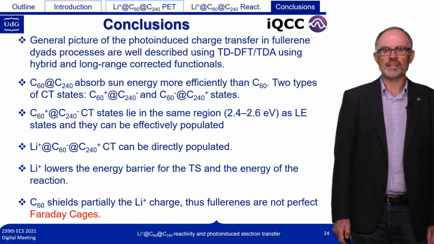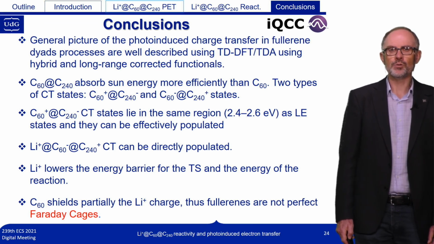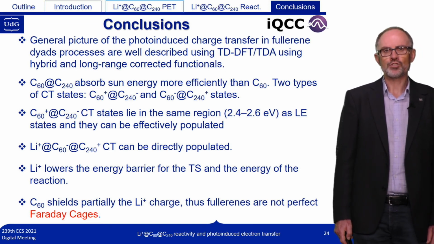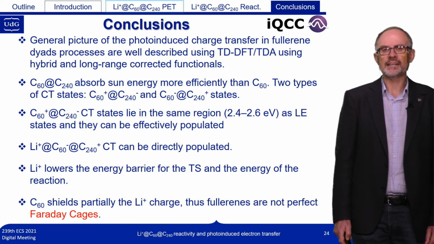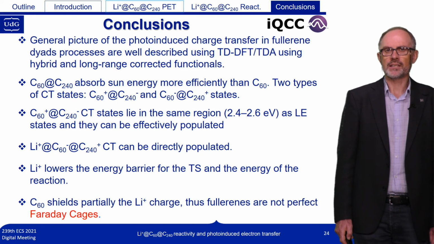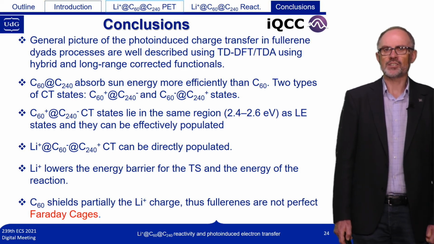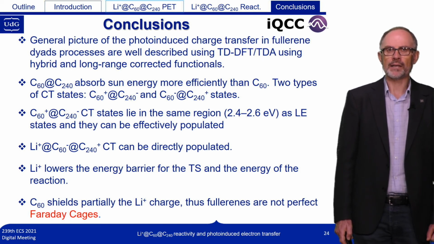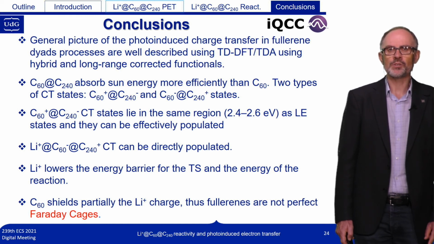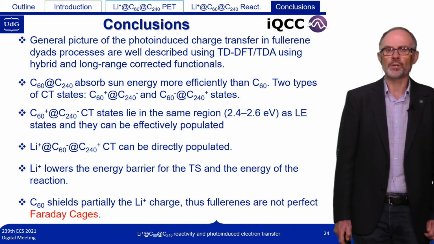So let's go to the conclusion. In summary, we have shown that the general picture of the photoinduced charge transfer in fullerene diodes is well described using time-dependent DFT methods with hybrid and long-range corrected functionals. C60@C240 absorbs sun energy more efficiently than C60, and two types of charge transfer states are then generated: C60+@C240− and C60−@C240+. C60+@C240− charge transfer states lie in the same region, 2.4 to 2.6 electron volts, as local excited states, and they can be effectively populated.